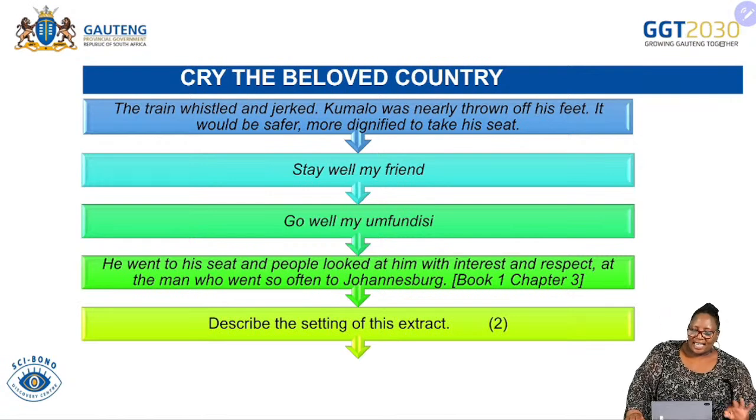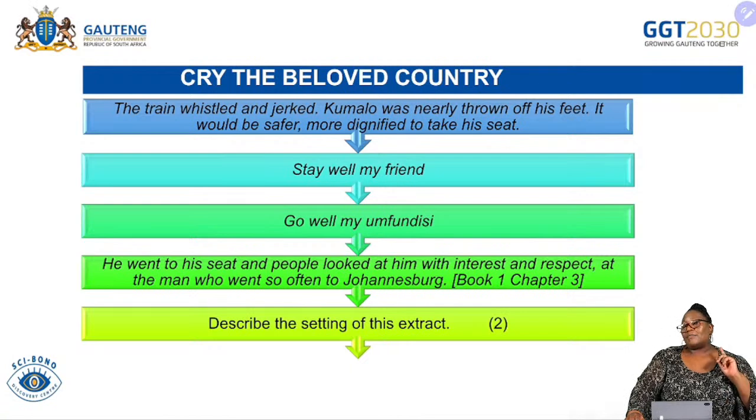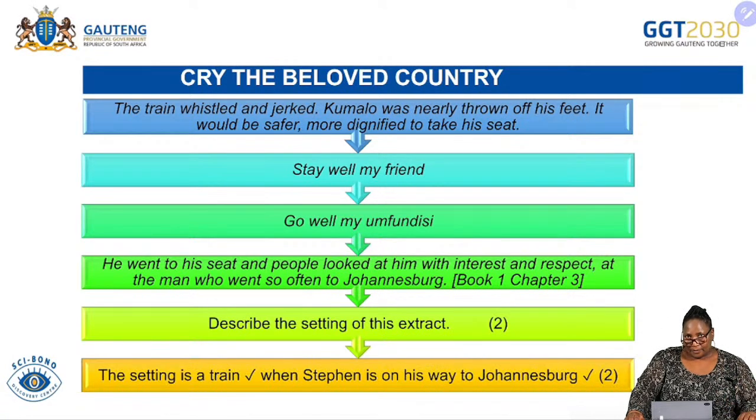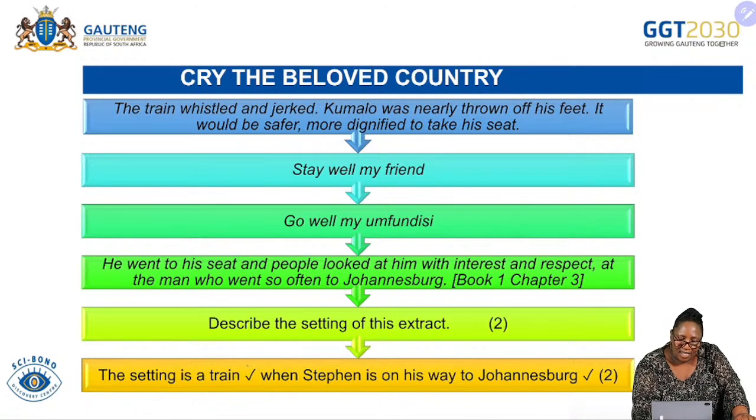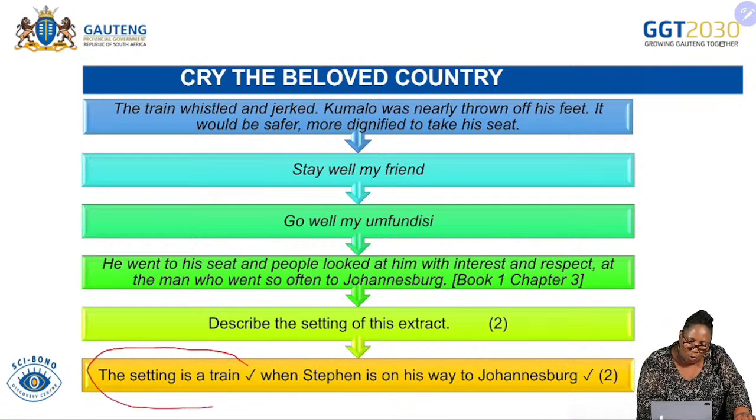Let's look at the question. The question says, describe the setting of this extract, and for how many marks? For 2 marks. Where is the story taking place? What is happening there? It is set where? In a train. For that, you get your 1 mark.